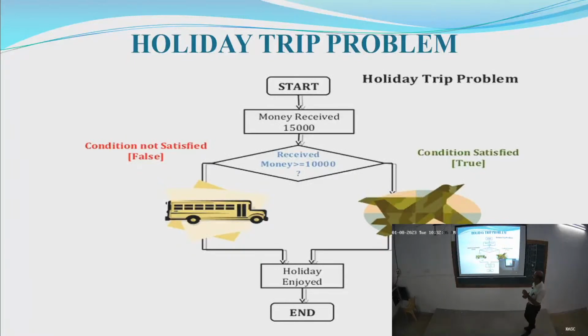This is one example. It's a holiday trip problem. At the start, we receive an input value, 15,000. We may receive any input value, but here I mentioned some value because I need to compare it. If the received money is greater than or equal to 10,000, we use a flight for travel. Otherwise, we use a bus or train for travel. If the condition is true, the control goes this way. If the money is less, we choose the bus for travel. This is called decision making. Based on the input, we take decisions.